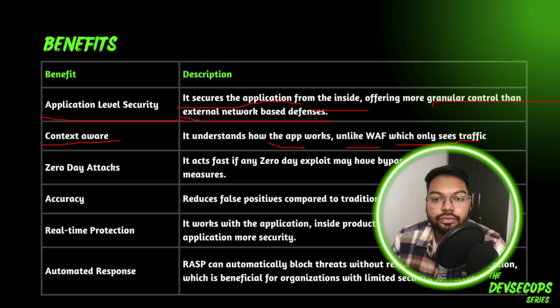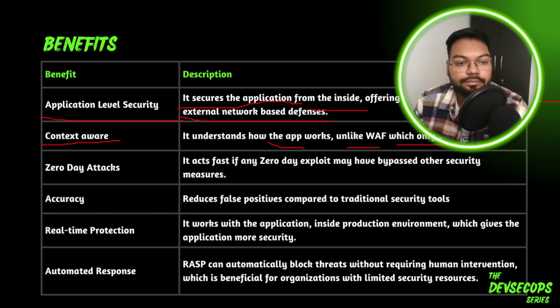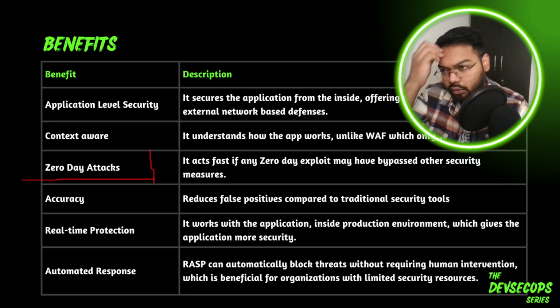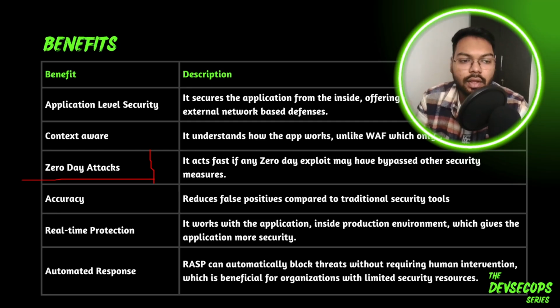Then zero day attacks. It acts fast if any zero day exploit may have bypassed other security measures. So if something which was not known earlier appears and the hackers are aware of it, and your other systems are not able to detect it, this way RASP would act on it, and it would prevent the attacks as well.